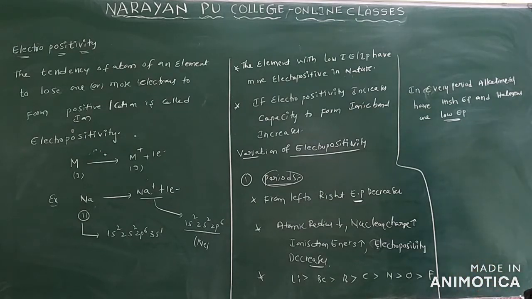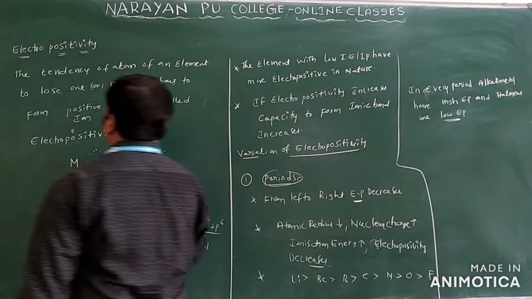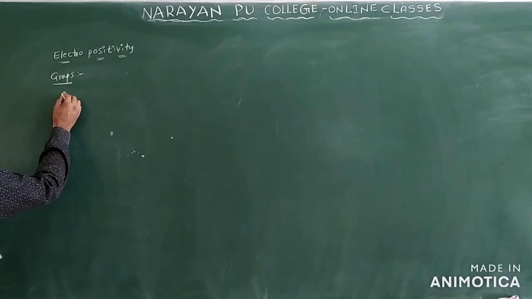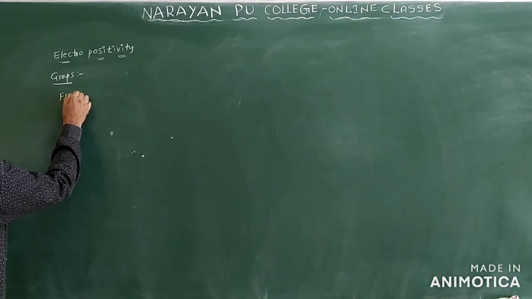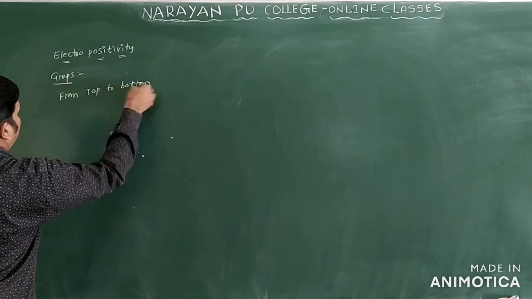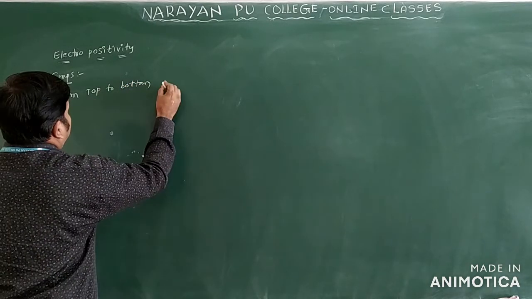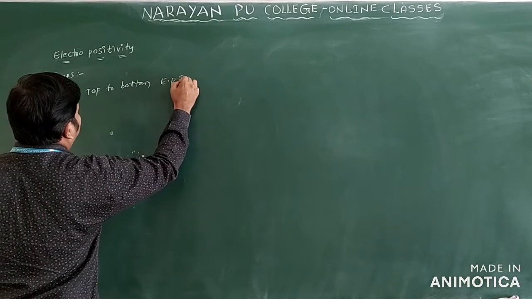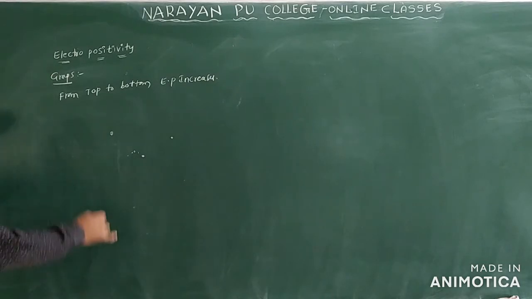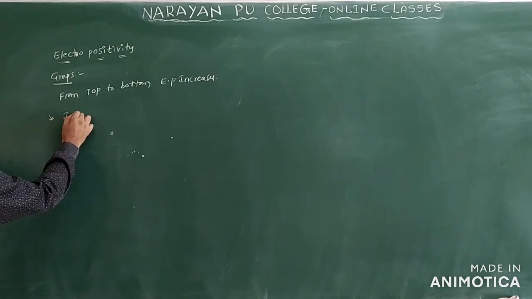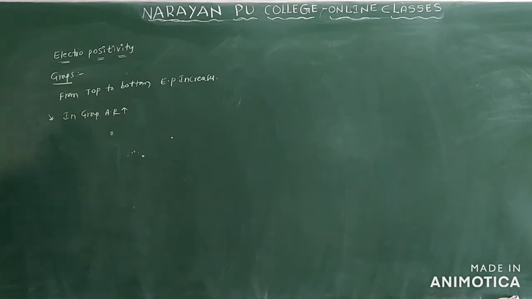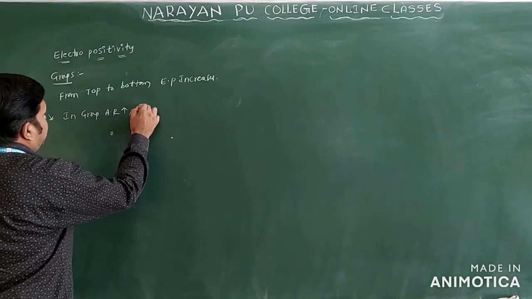So we'll discuss next the groups. See the next variation, in the form of groups. In groups you are moving from top to bottom. From top to bottom, electropositivity increases. You will see that down a group, atomic radius increases.